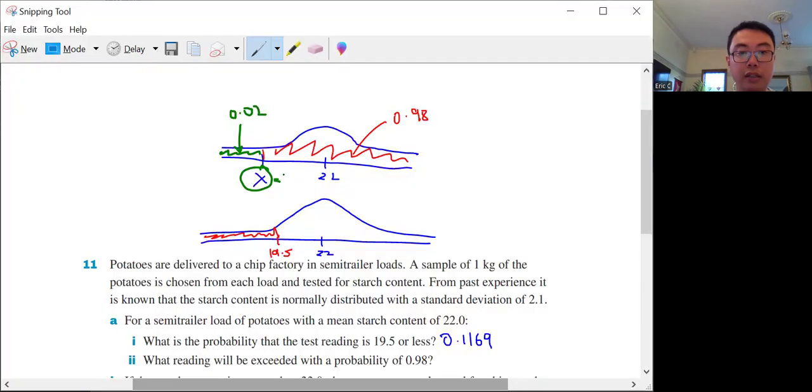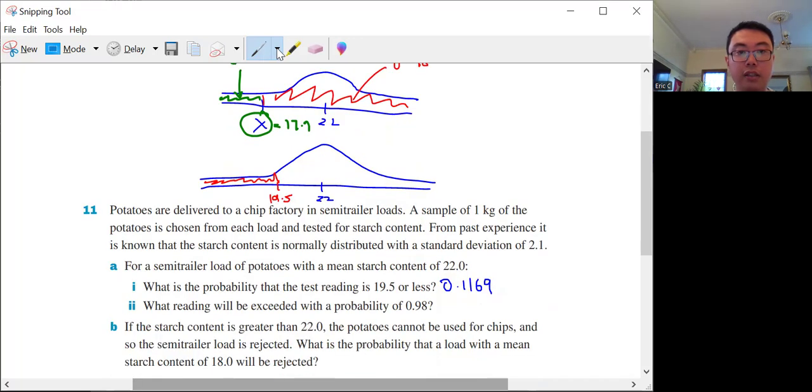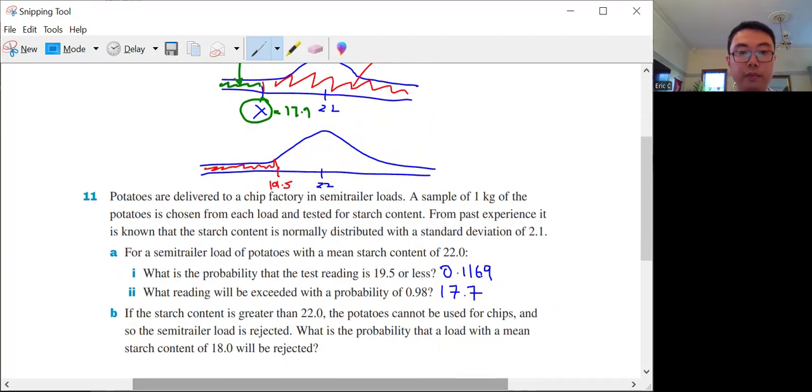Let's go back to our screenshot here. That means the x value here is going to be 17.7. So the answer here is going to be 17.7. That's the reading there.